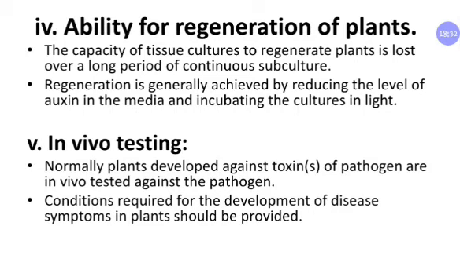Next is in vivo testing. To make sure that the plants developed are resistant towards that particular pathogen, they are first tested against the toxin of the pathogen, then they are tested against the pathogen itself. Conditions required for the development of disease symptoms in plants should be provided, and thus they are tested.